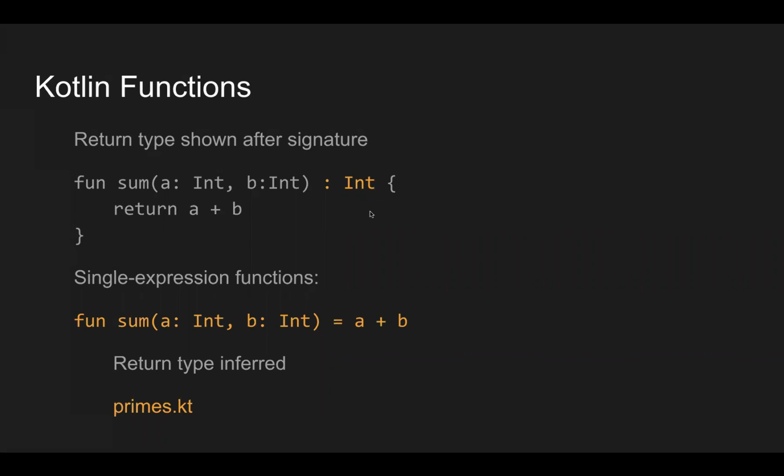Well, in Kotlin, I can reduce that down to this form. See, the right-hand side is a single expression. Whatever that expression returns is the value of the function. So I don't need the return keyword, and I also don't even need the return type because that's inferred from this. So to give you a couple of examples, let me show you my prime number checker, for example.